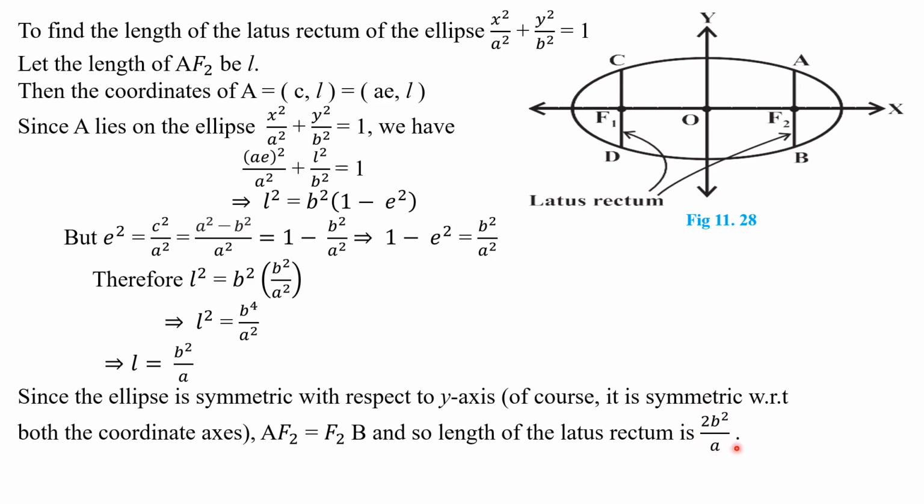Please remember this point as a formula. The length of the latus rectum of the ellipse x square by a square plus y square by b square is equal to 1 is 2b square by a. Okay, my children, understood this point?